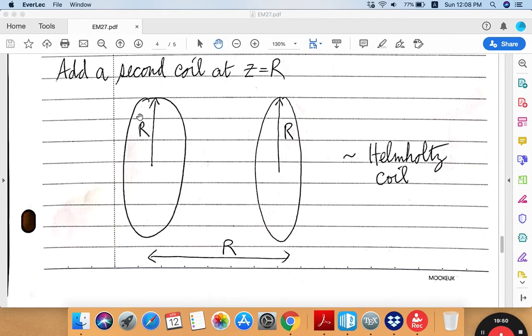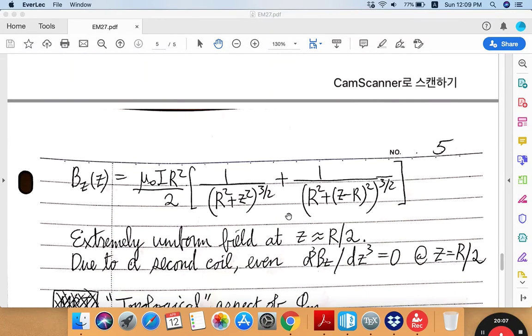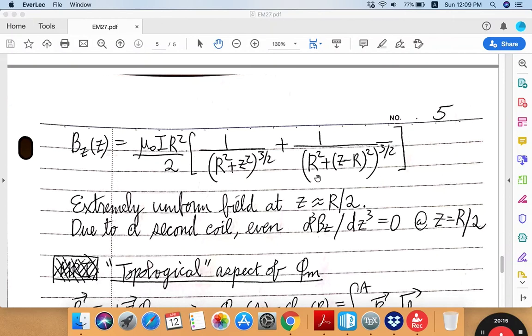So we already know what the magnetic field is generated by one of the rings. And if you have a second ring, then the magnetic field simply becomes the sum of the fields generated by each ring. And therefore, the total magnetic field will be expressed in this way as the sum of two terms. And now, as we already saw from the previous exercise, one of these terms will have its second derivative equal to 0 when the distance is exactly half of the radius.